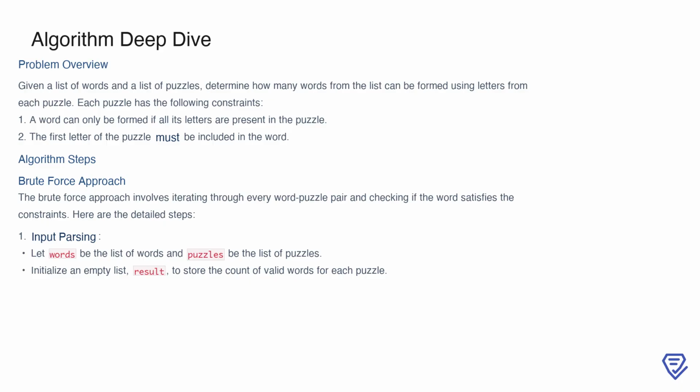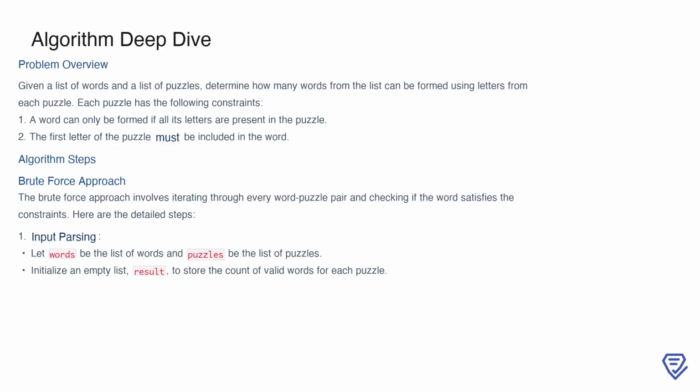In this problem, we are tasked with determining how many words from a given list can be formed using the letters from each puzzle. There are two critical constraints to keep in mind. First, all the letters in the word must be present in the puzzle, and second, the first letter of the puzzle must be included in the word.